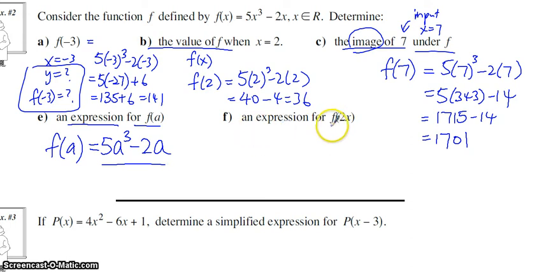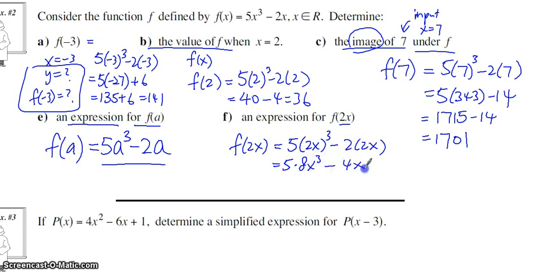The expression for f of 2x. What does that mean? Replace x with whatever is in the bracket. If it's a value, you replace it with a value. If it's an expression, you replace it with an expression. So I'll just replace x with 2x. Don't forget the bracket. Now you simplify. 2x cubed is 8x cubed. 2 times 2 is 4x. So your final answer is 40x cubed minus 4x. So this is what you do.